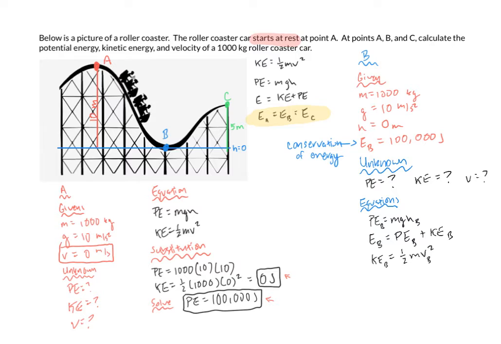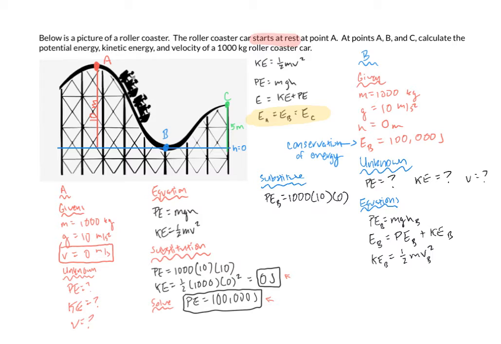And the way to prove that to you guys is to go ahead and substitute in to my potential energy at B equation what I know. So my potential energy at B is mgh, so 1,000 times 10 times my height at B, which is 0.